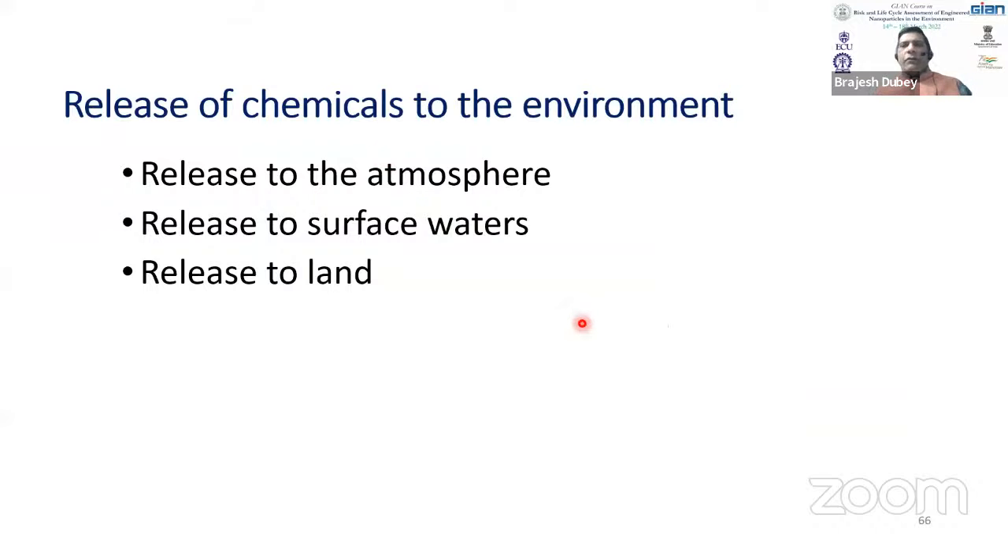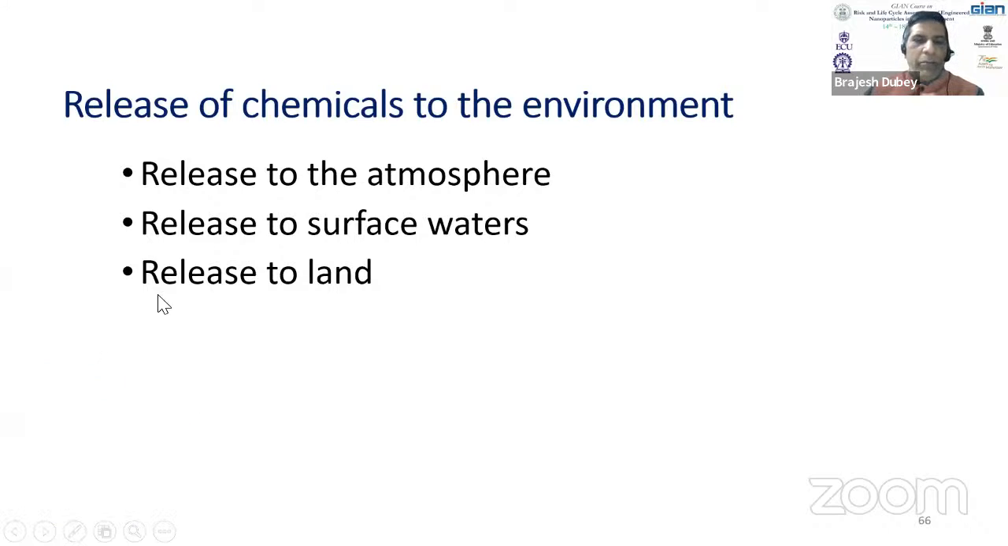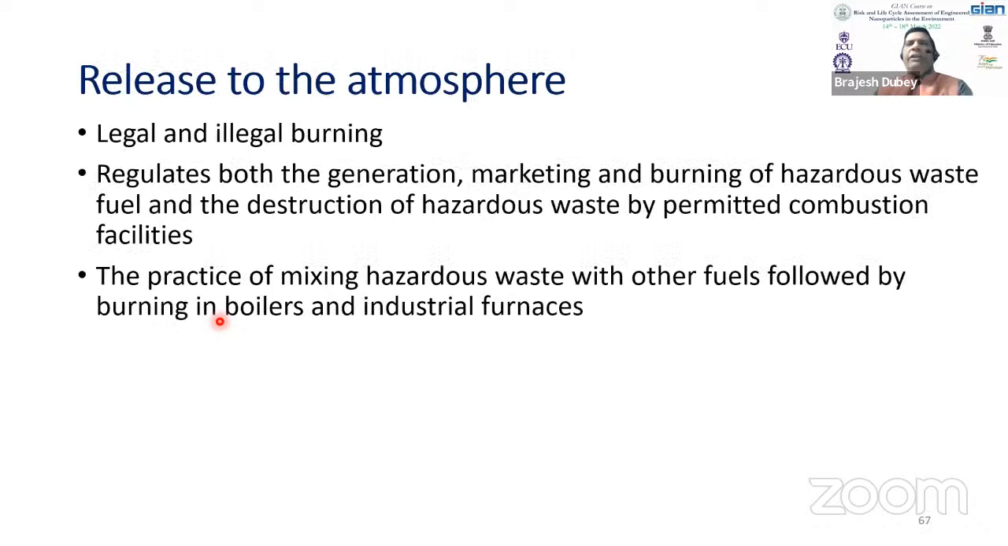Okay, so we were talking about the release of chemicals into the environment. So whenever any chemical, whether it's a nanoparticle, an ionic particle, or a colloidal particle, whatever it is, when it gets into the environment, it can come to the atmosphere, it can go to the surface water, it can go to the land. So how does it get there?